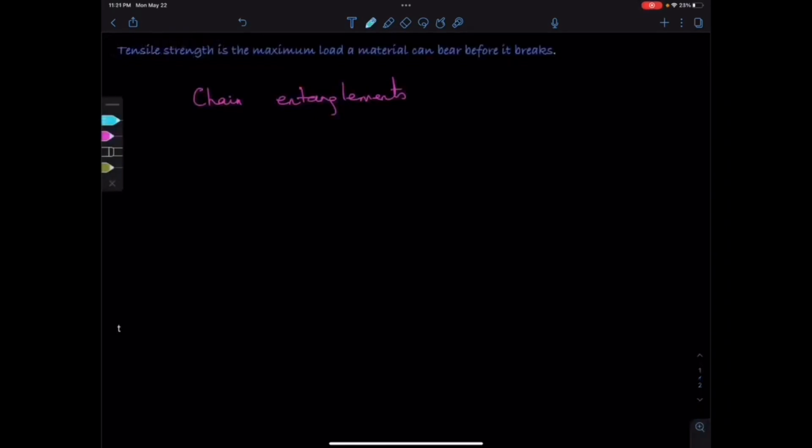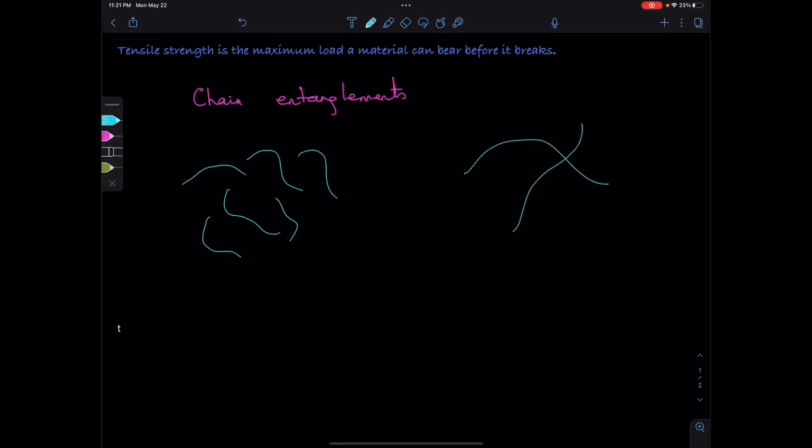Chain entanglements. When the polymer chains are short, there are no entanglements among them. For large polymer chains, these chains can entangle with one another, and that's called chain entanglements. The transition between short polymer chains and chains at which entanglements begin is often at about 600 atoms in the backbone of the polymer chain.